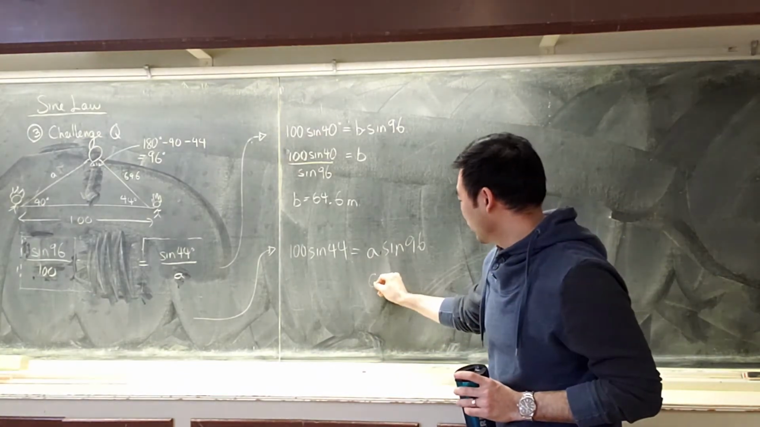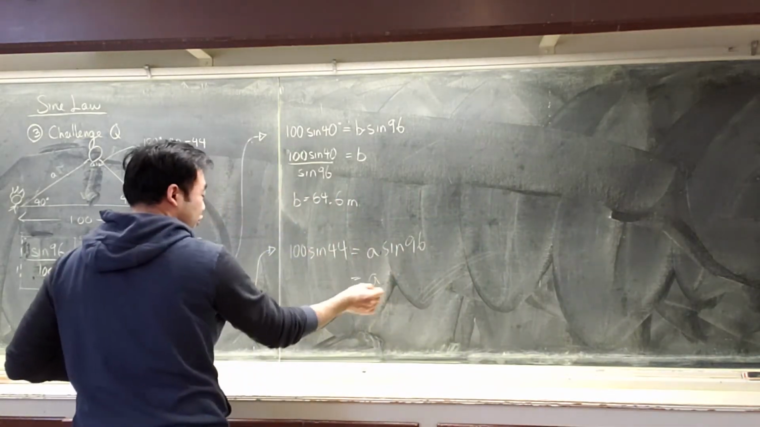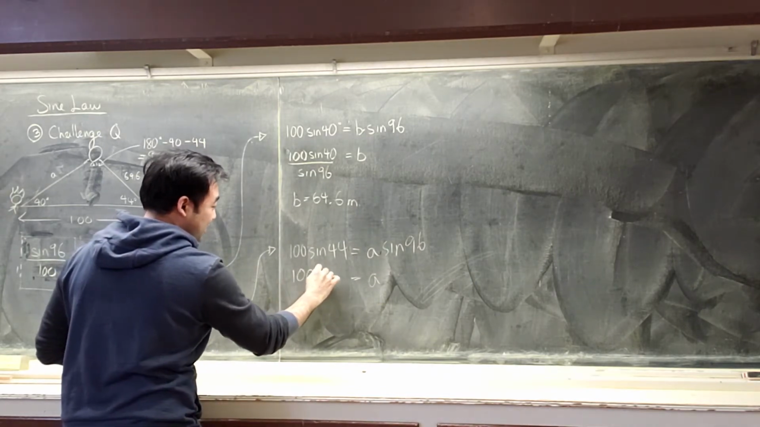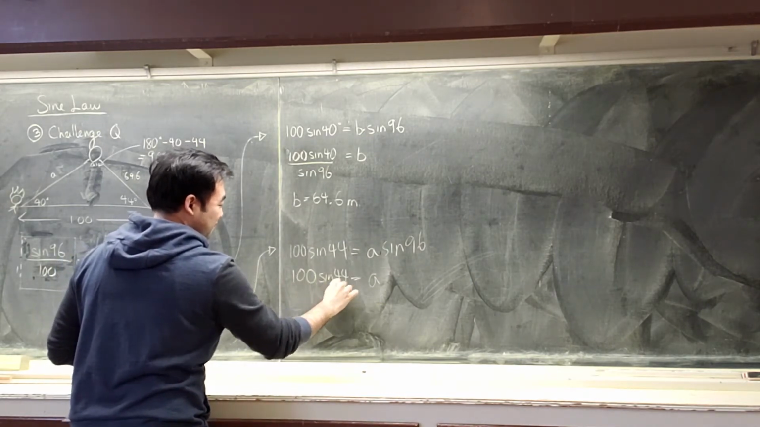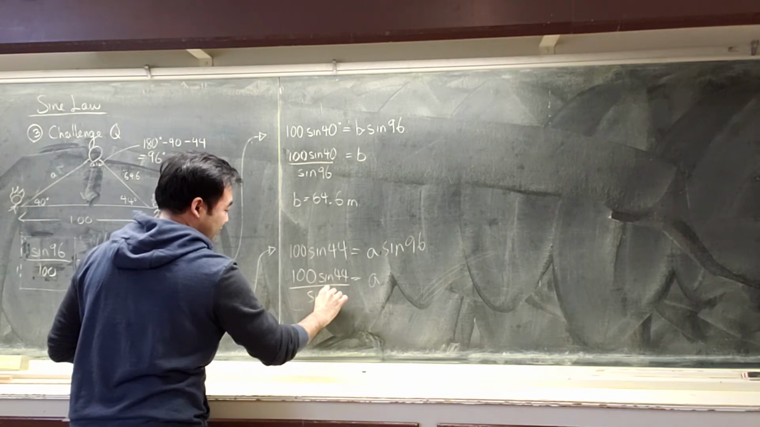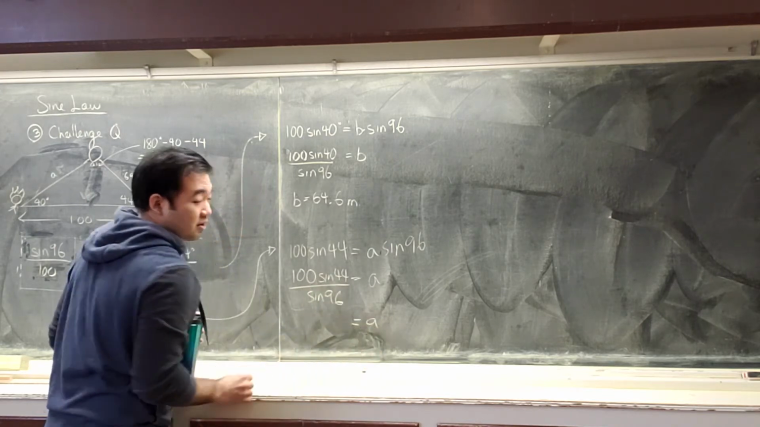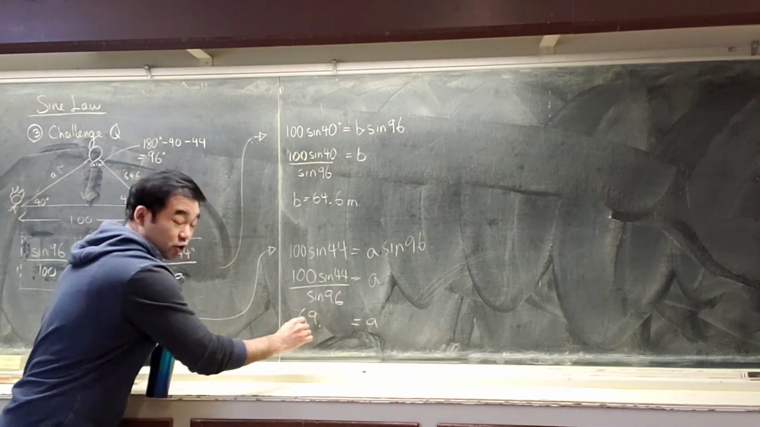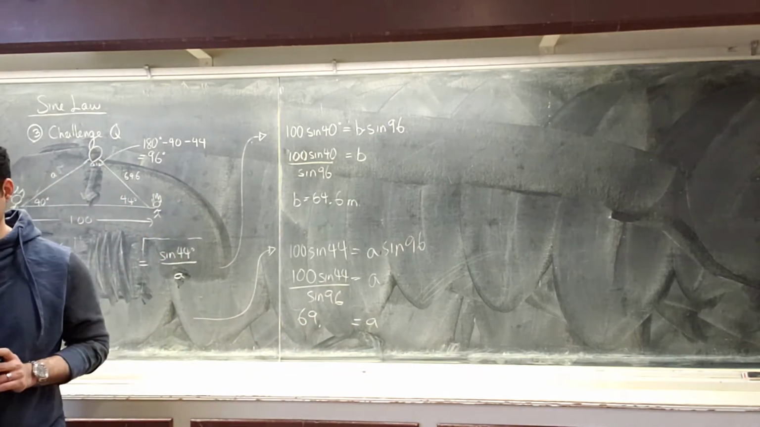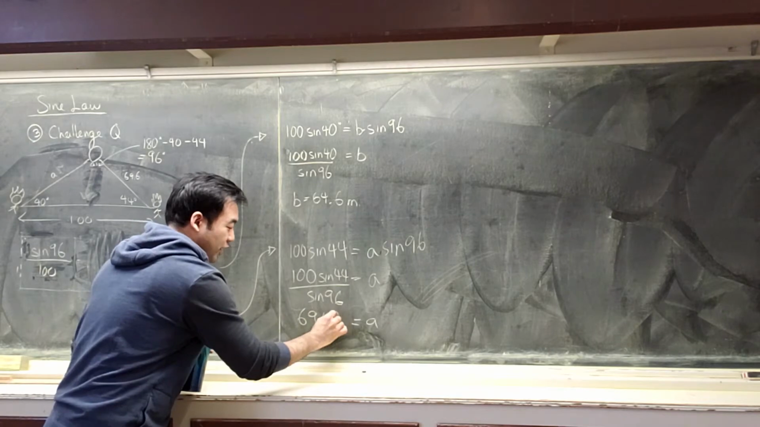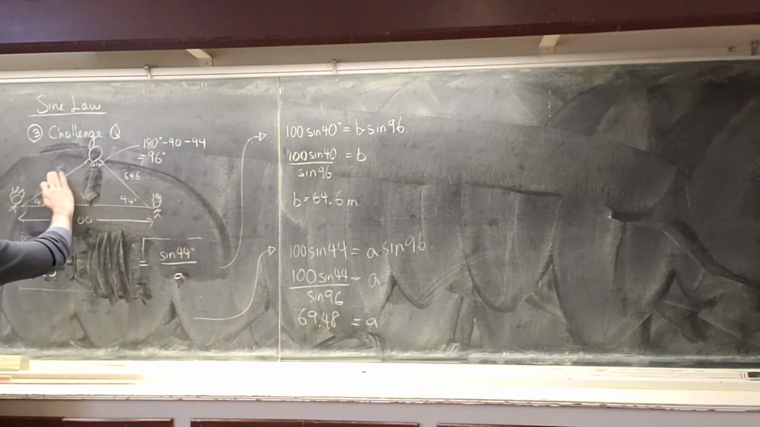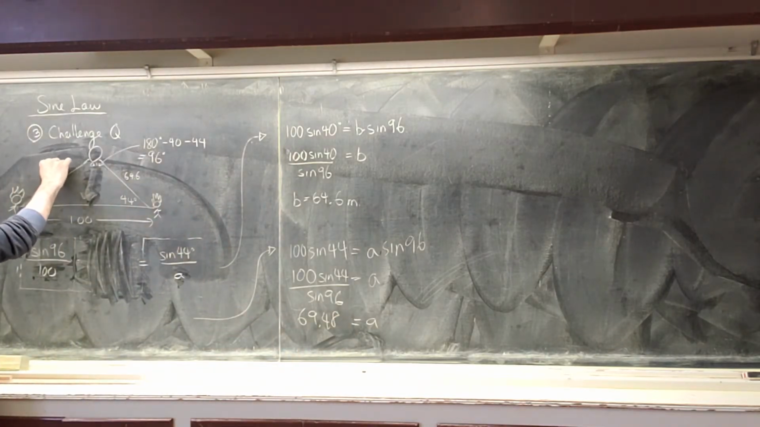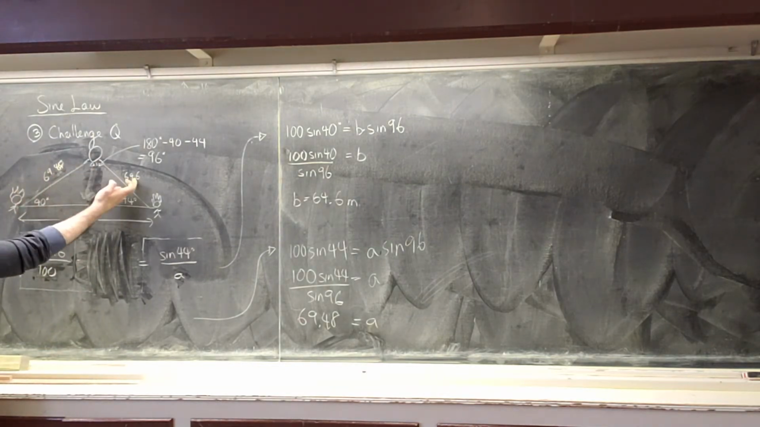And so let's get a all alone, dividing both sides by sine 96. And there it is: 69.48. Okay, I'm assuming that you're correct because I don't have my calculator here.